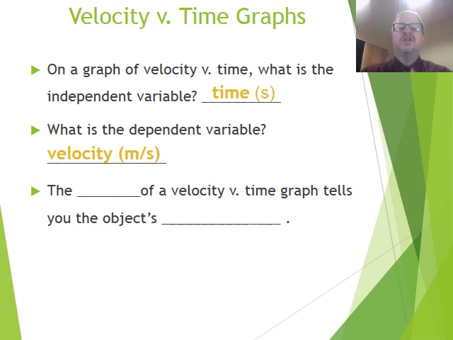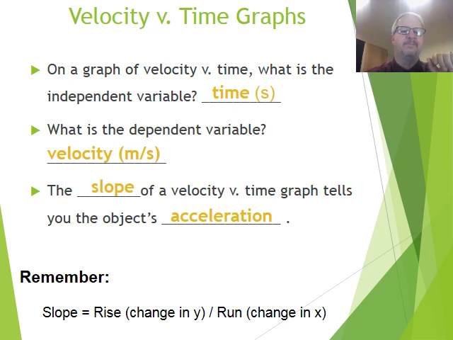So whenever we measure time, we measure it in seconds. That's our base unit, so to speak. And in velocity, our base unit would be meters per second. All right, so the slope of a velocity versus time graph tells you the object's acceleration. So when we plot it on the graph, you'll see that we create a line, and that line is what's called a slope, and that gives us a visual representation of the object's acceleration.